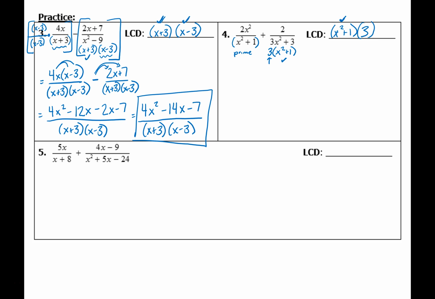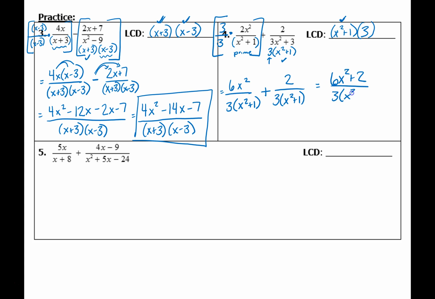All right, so let's see what we need to multiply by. On the left-hand side, I've got the x squared plus 1, but it's missing the 3, so I'm going to multiply on top and bottom by it. The right already has the 3 and it has the x squared plus 1, so I don't need to make any changes there. So multiplying across the top on my left term, I get 6x squared over 3 times x squared plus 1. And I'm adding these fractions. I don't need to change anything on the right-hand side, except maybe writing my denominator as factored. And now I'm ready to add. So we're going to get 6x squared plus 2 over my common denominator.